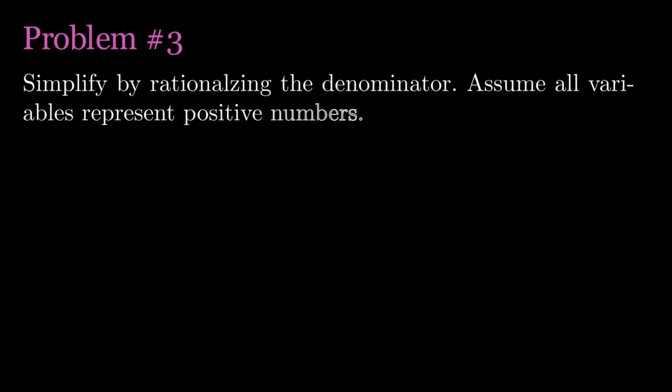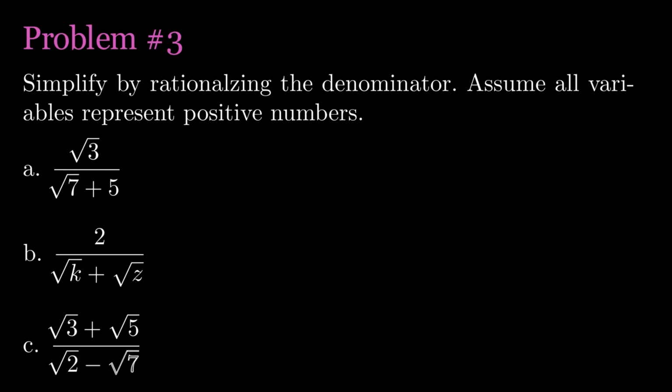Hello, we are in Chapter 5, Section 5.6, Rationalizing Denominators. In this video, we are going to rationalize denominators with binomial terms, assuming that all variables represent positive numbers. We already know that the idea is to multiply by the conjugate of the denominator on both top and bottom.